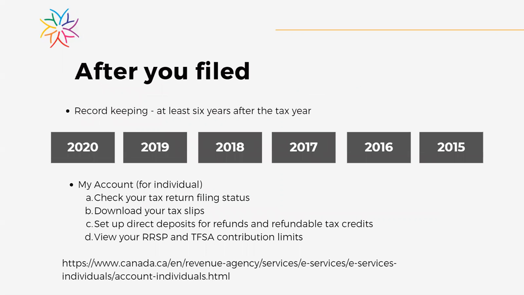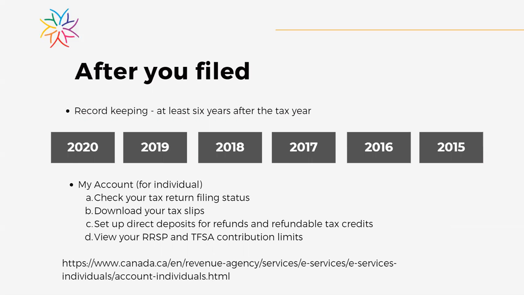Before we end our video today, we should talk about what you need to do after you've filed. Canadian tax law requires you to keep all the tax documents for at least 6 years. So in 2021, in addition to your 2020 tax returns, you should also have a record of your tax returns from 2015. However, it is often encouraged that you keep your records for longer.